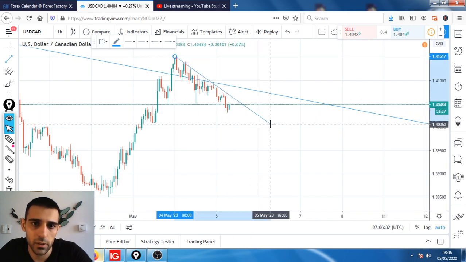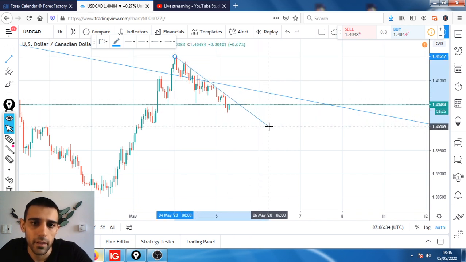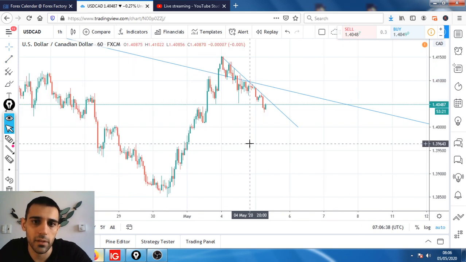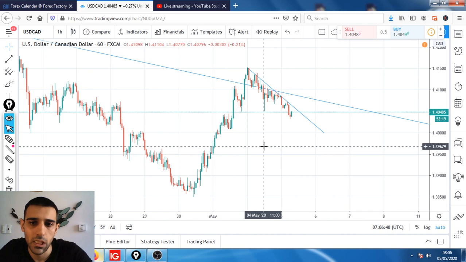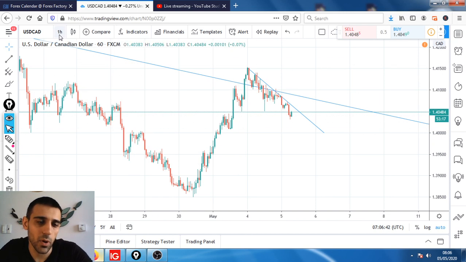Now we also have this trend line on the 1 hourly time frame. Let's draw this trend line in here. Yeah, we do have this trend line in play on the 1 hourly time frame, so it makes it a bit dull. There's a reason why I said it's a bit dull.